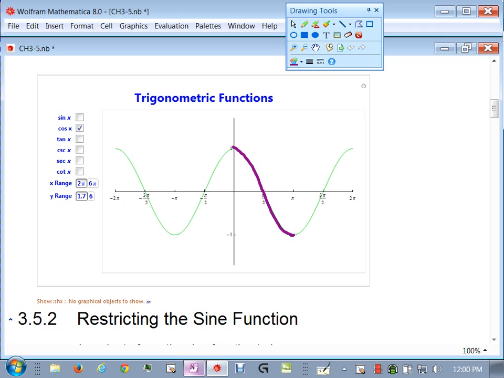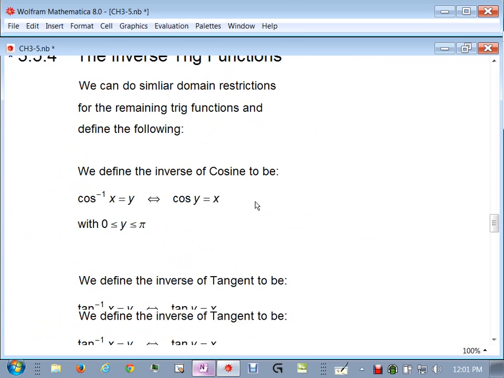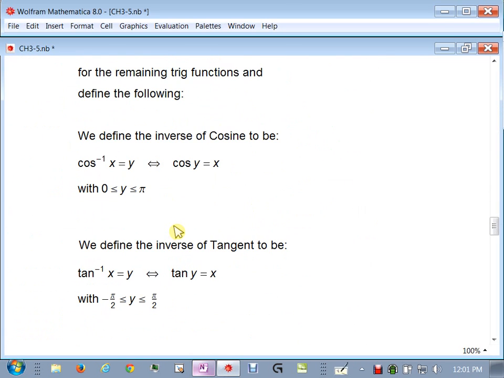Could it have worked? Could I have done this instead? That side? Just this side. Could I have done that? Yes, but that's not what we chose to do. We all agreed that we would use this right side instead. Understand? All right, so for the inverse of cosine, the restriction is 0 to pi.